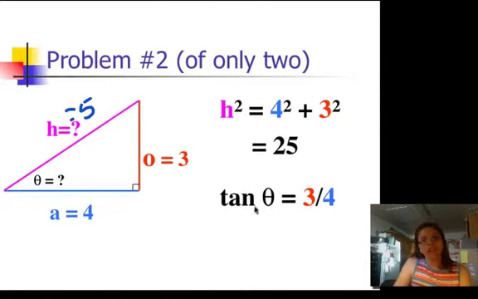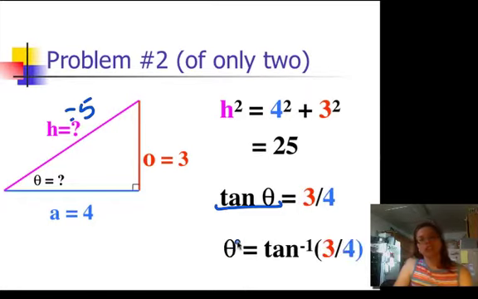And then, since we have the opposite and the adjacent, we could use tangent. Now, to get tangent all by itself, we'll have to use the inverse tangent. So theta, we bring theta out to the other side, and we put whatever's on the other side back in. It just switches the role of the output and the input. And you get, I believe, about 37 degrees.